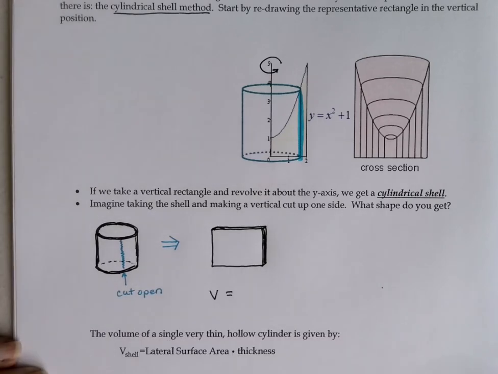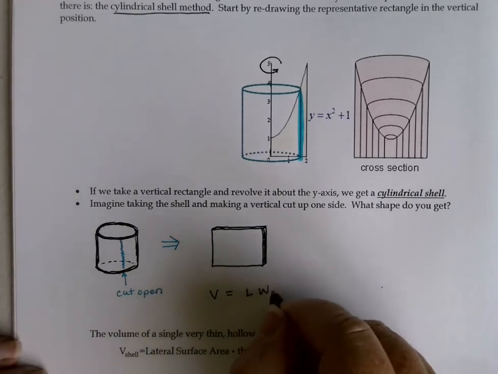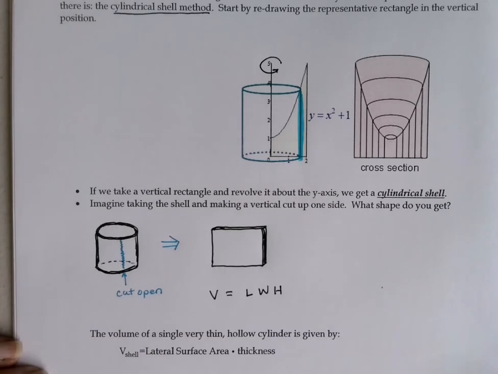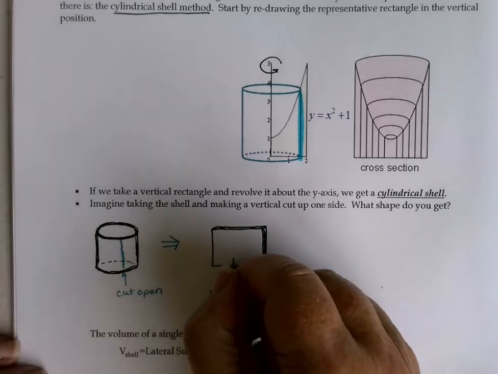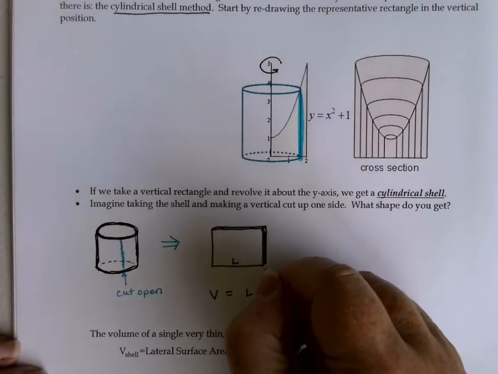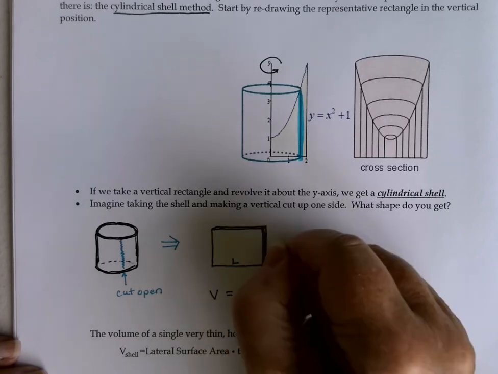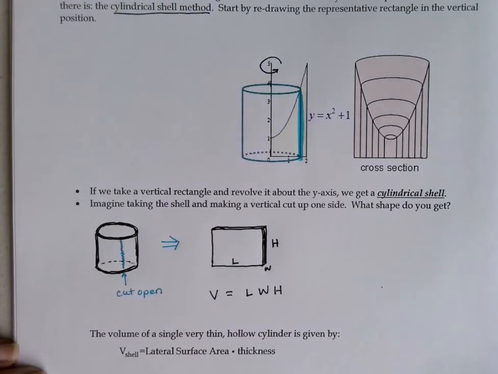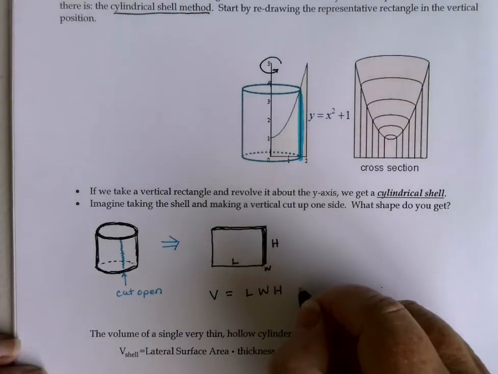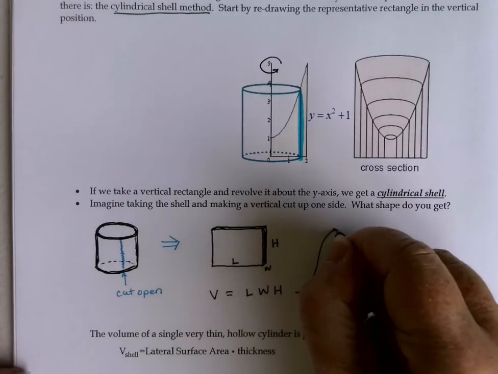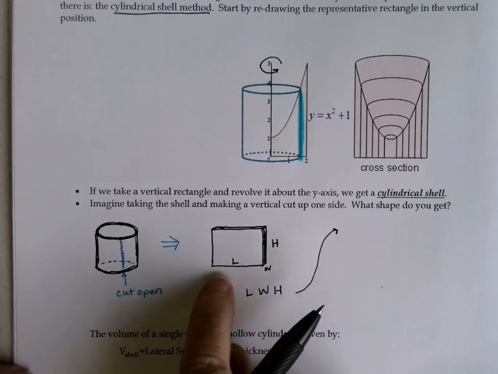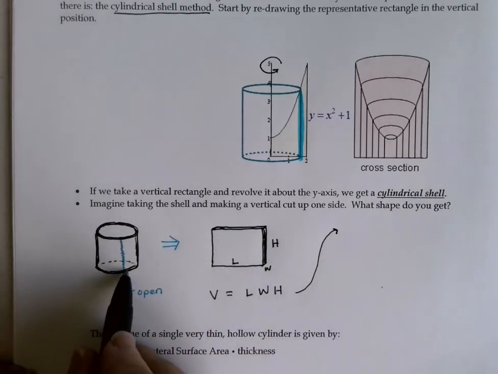Well, the volume of any box is length times width times height. So here's the length. The width is just this little tiny width, and there's the height. So the length here actually came from the circumference of that circle.